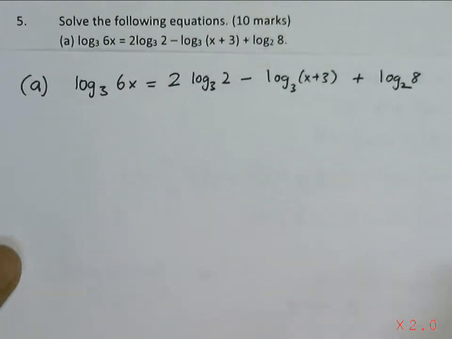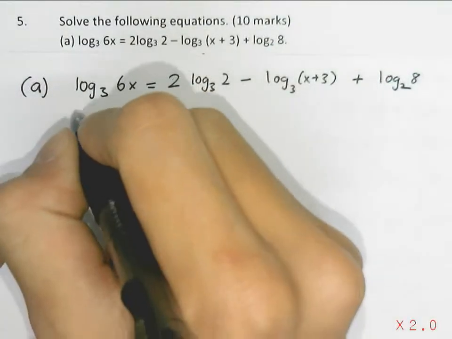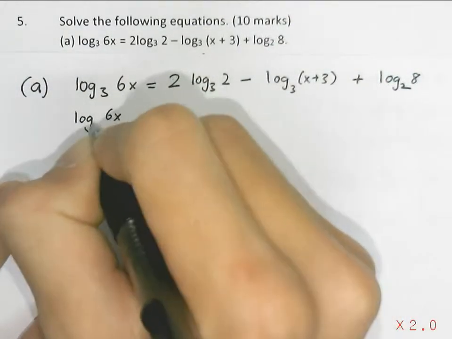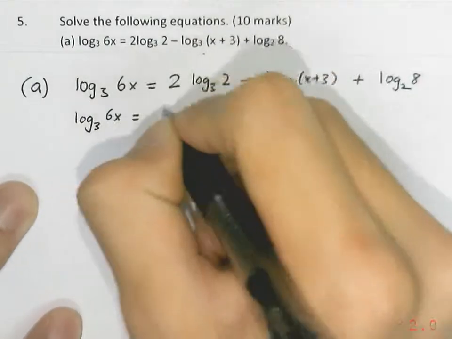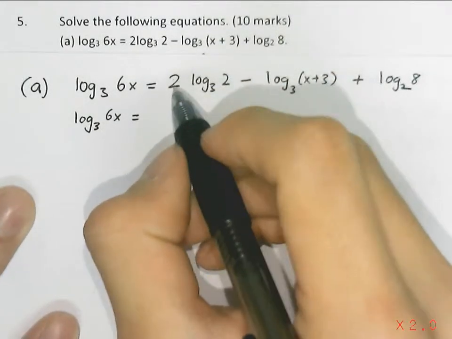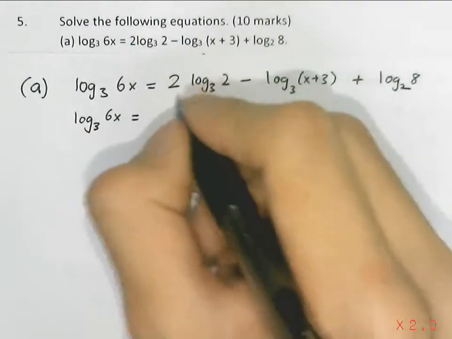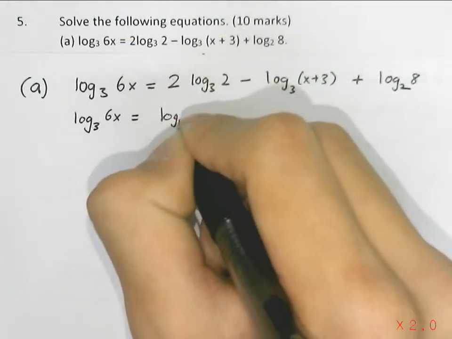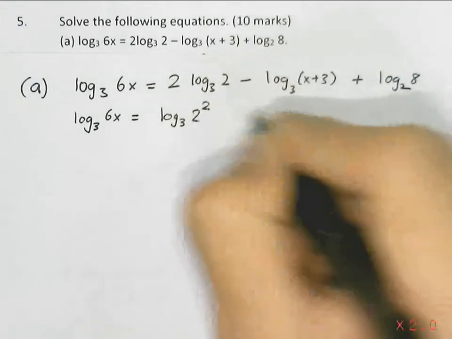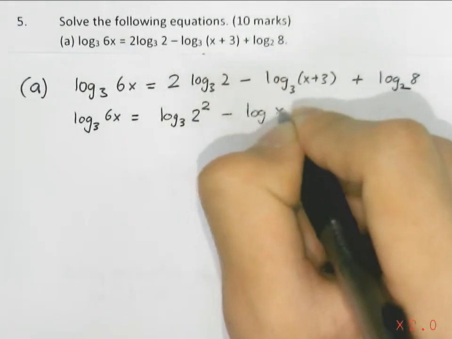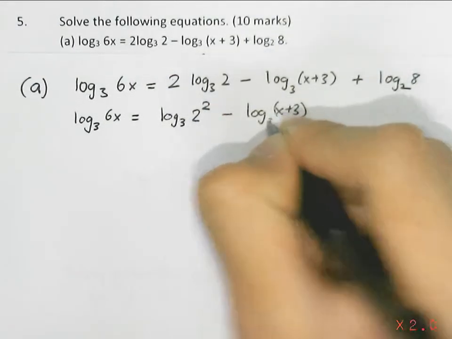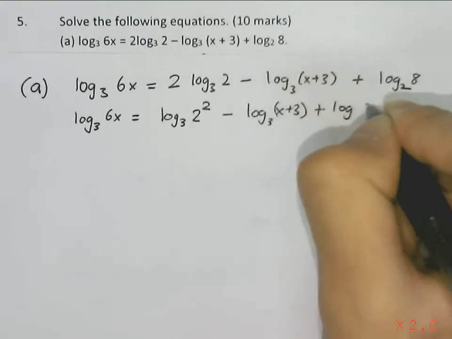So log 6x base 3. Now following the logarithm rule, the 2 we can bring up to the power of the 2. So log base 3 of 2 squared, minus log x plus 3 base 3, and plus log 27 base 3.